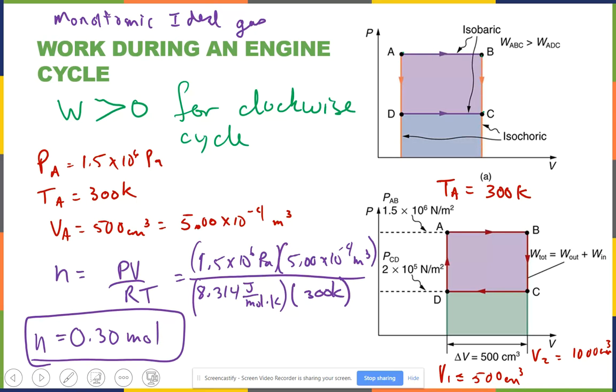I should have done this on another app where I have more room to write. Come on, there it is.